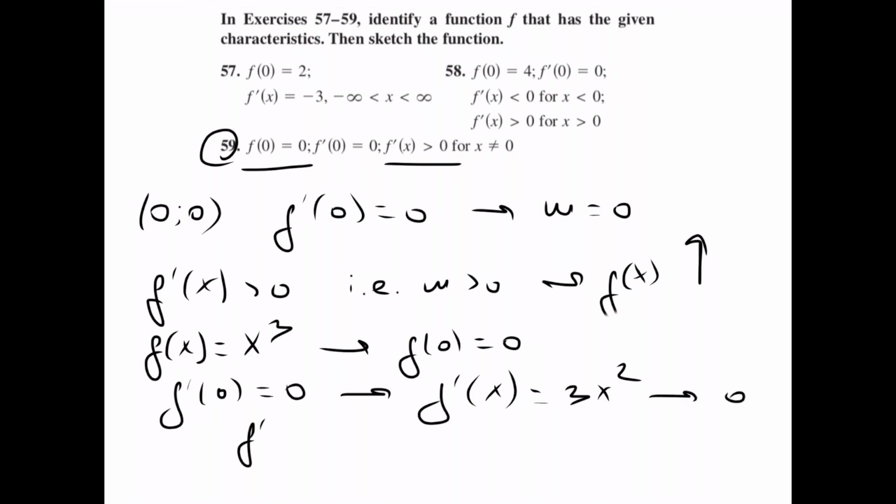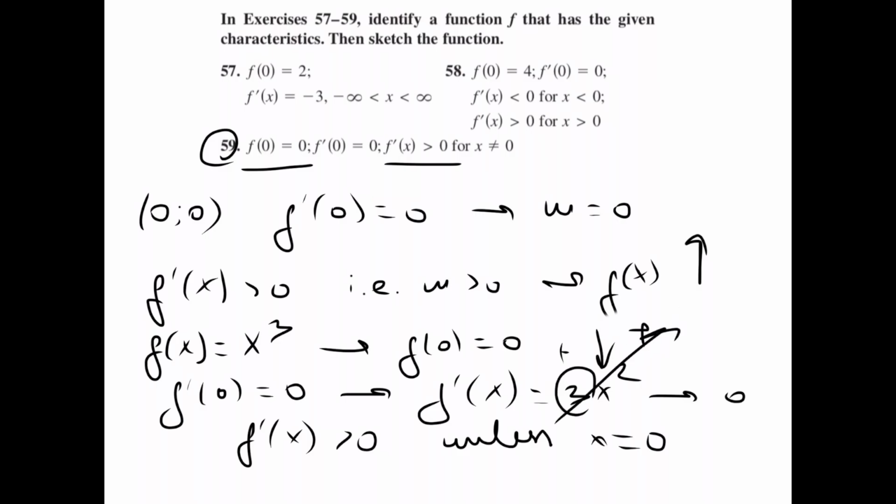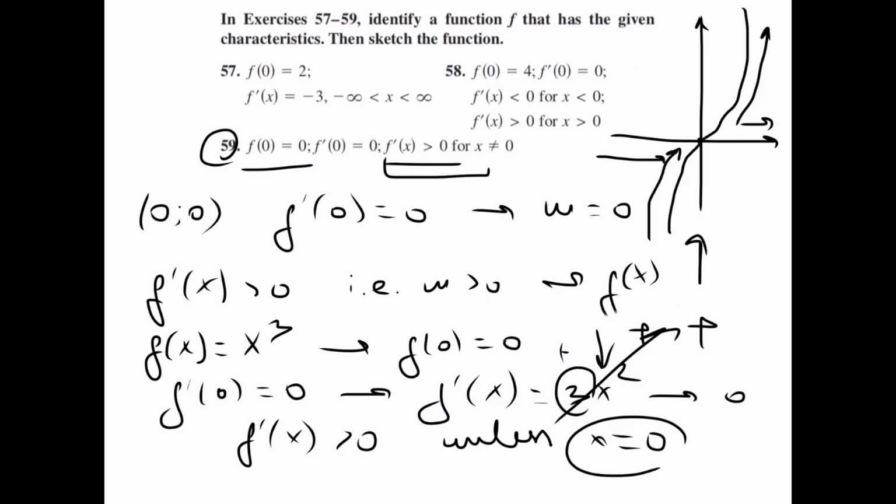And the derivative of this function is positive unless x is 0. Actually, it's obvious from the derivative. x squared is always positive, and we have the scalar 3, which is also positive. So it's always positive unless x is 0. Now let's finally sketch the graph of this function, the cubic function. It's going to look like that. So that's it.